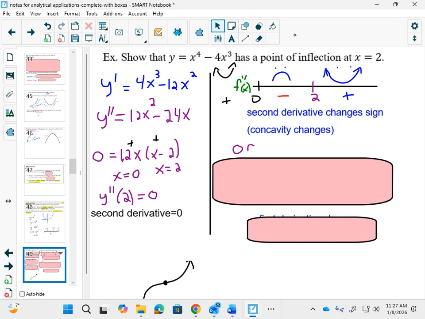Second derivative changes sign, and so the concavity changes. You need to show two things. You have to show that it changes sign and it's equal to 0.